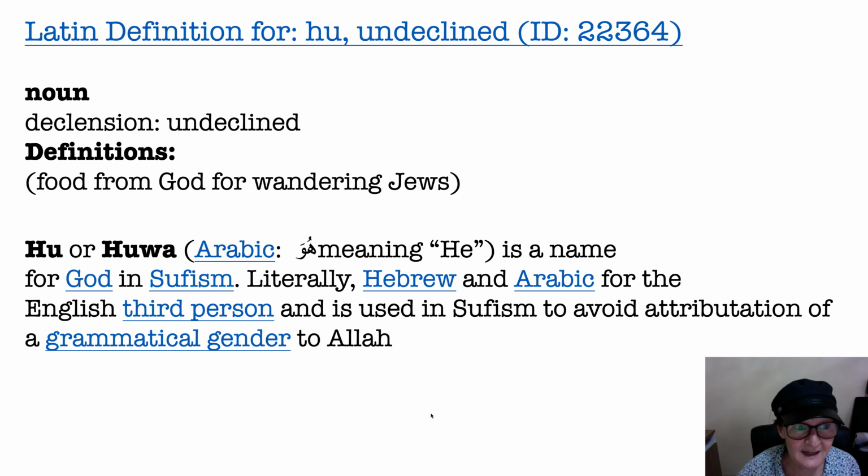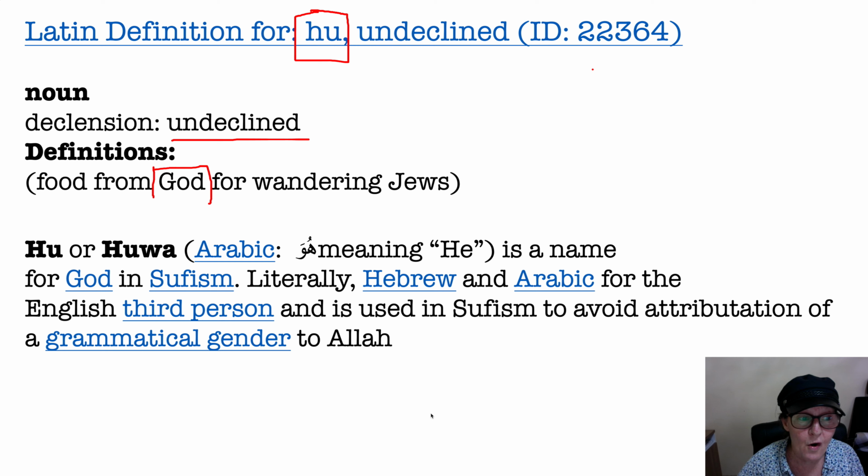So the Latin definition of who, H-U, without man. When we speak about man, in the past, they used to use mankind, but then they changed it to be human. And in Latin, it means undeclined. And the definition of it is that it is a food from God for the wandering Jews. And you might want to understand who is the God.